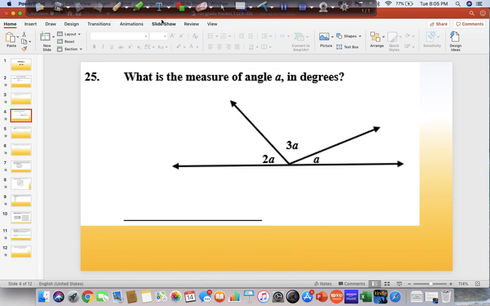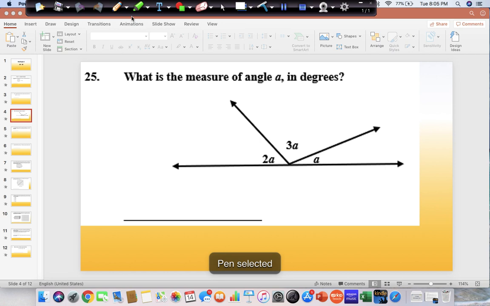What is the measure of angle A in degrees? Okay, so we have 2A, 3A, and A. Let's add all these together, and this does all equal one straight line here. All three of these angles add up to be one straight line.